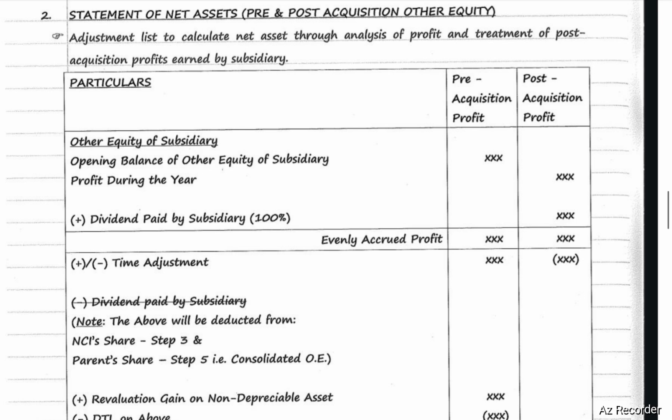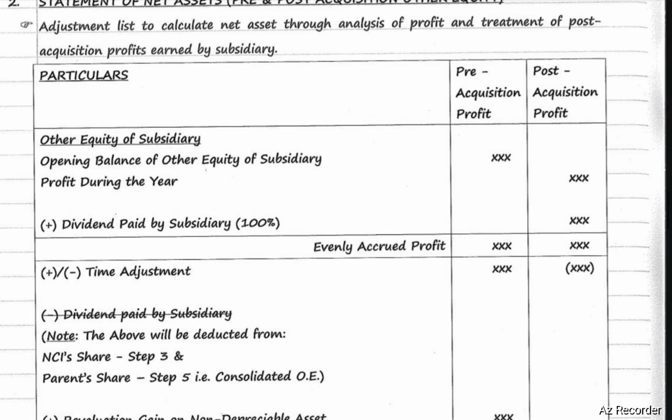Opening balance of other equity of subsidiary will be considered under pre-acquisition profit column, and profit during the year will be considered under post-acquisition profit column. Add dividend paid by subsidiary. 100% dividend, 100% subsidiary, will be considered under post-acquisition profit column.